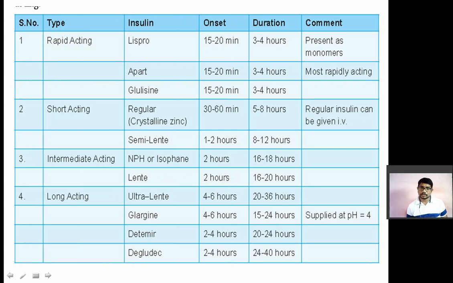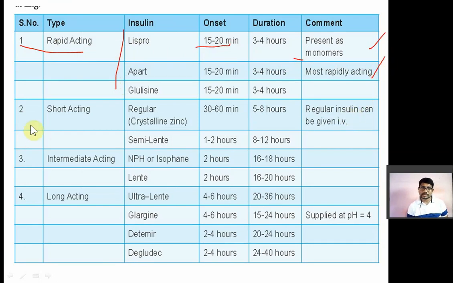You can see over here again in this table, types of insulin preparation. First one is the rapid acting insulin preparation. What are the rapid acting? These three: lispro insulin, aspart insulin, and glulisine insulin. Onset of action is around 15 to 20 minutes for all. Duration is around 3 to 4 hours. Out of that, lispro insulin is present as a monomer. Aspart is the more rapidly acting insulin preparation.